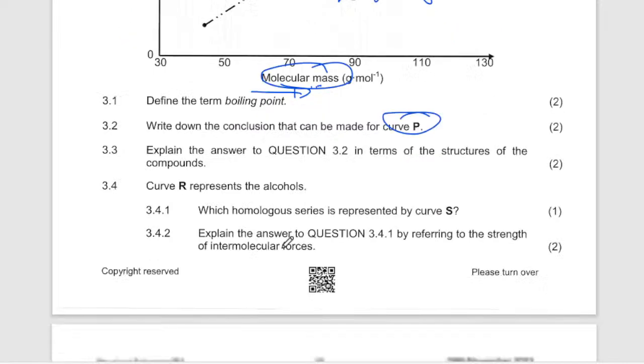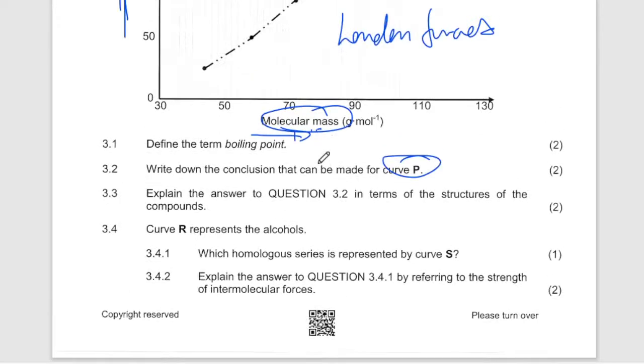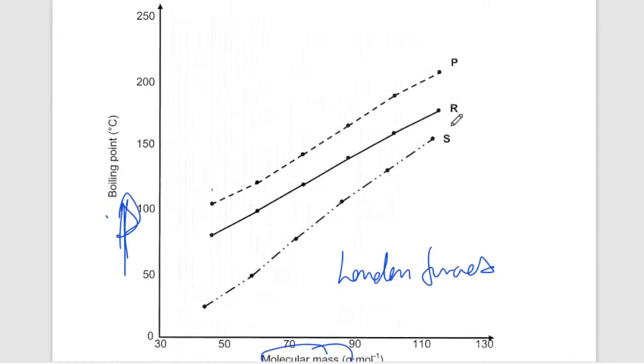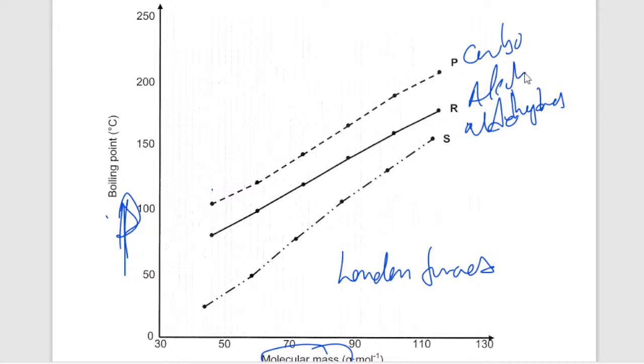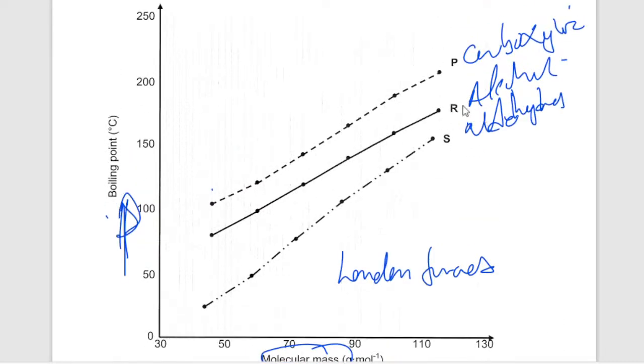Then they're saying that curve R represents alcohol. Curve R, where is curve R? Okay, if this is alcohol, then automatically this is carboxylic acid, and then this is aldehyde. So if this is alcohol, then this is carboxylic acid. So why am I saying that? I'm just saying because they have said R is alcohol.